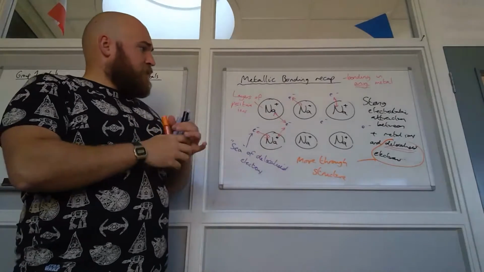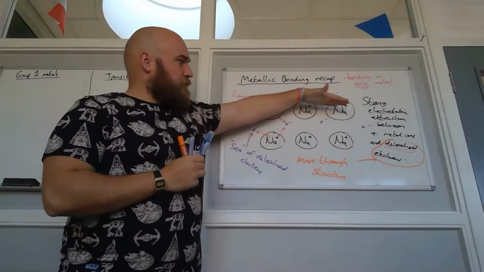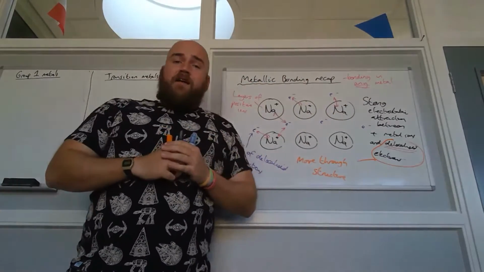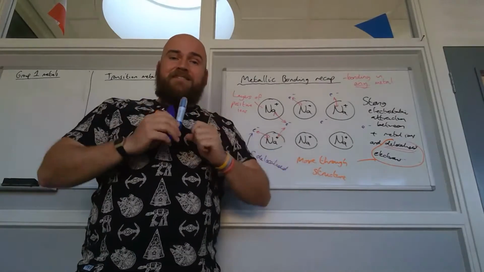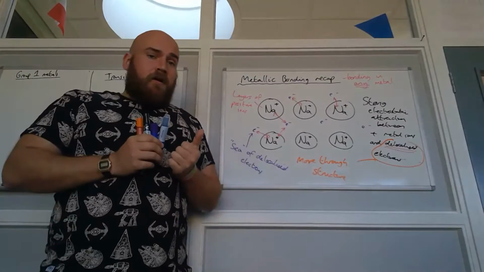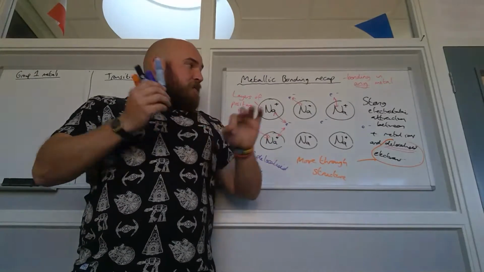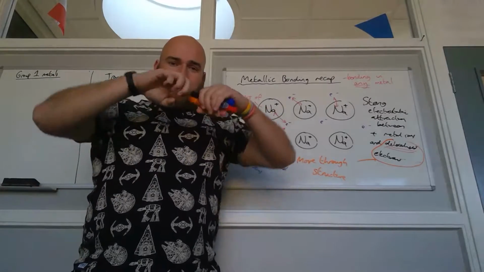Another thing as well, because they're arranged in layers, these layers can slide over each other. And because they slide over each other without breaking the bonding, you can actually bend metals. We say they are malleable. They are malleable and they are ductile, which means they can be drawn into wires. So if you ever had a piece of metal, you should be able to bend it quite nicely.